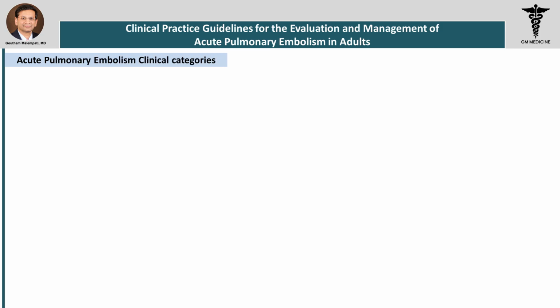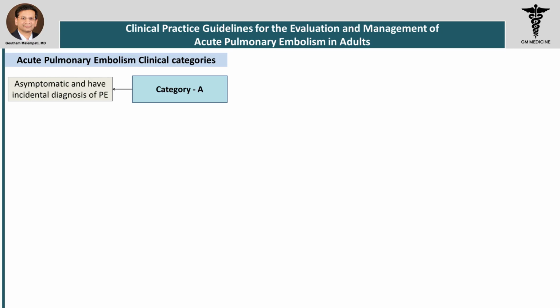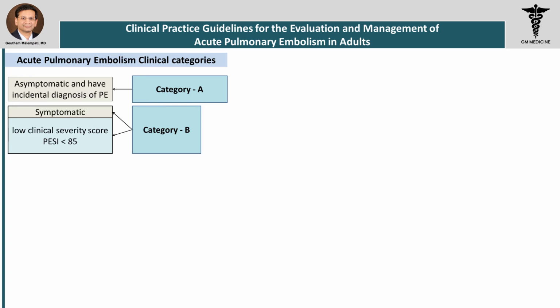Acute pulmonary embolism clinical categories. Category A. Patients in this category are asymptomatic and have incidental diagnosis of PE. Category B. Patients in this category are symptomatic and have low clinical severity score, for example, pulmonary embolism severity index less than 85. Subcategory B1 consists of single or multiple subsegmental pulmonary embolism.